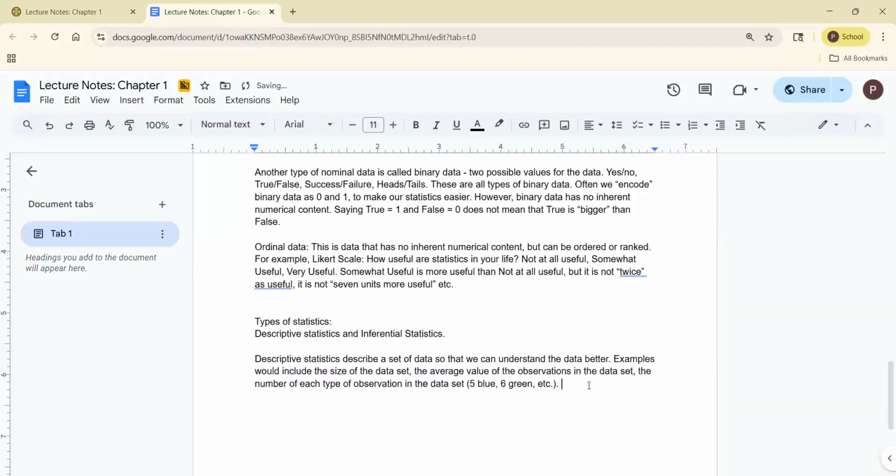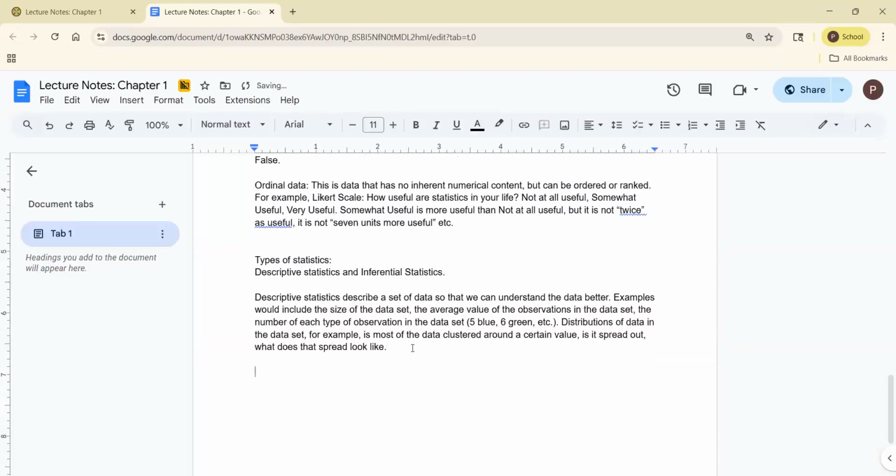We may go a little bit deeper and talk about distributions. For example, is most of the data clustered around a certain value? Is it spread out? What does that spread look like? I'm keeping this a little bit general right now. I'm not using a lot of technical statistics words, but this is what we're talking about when we talk about descriptive statistics.